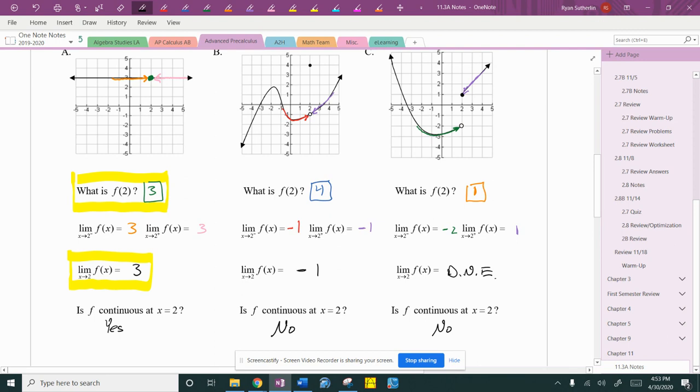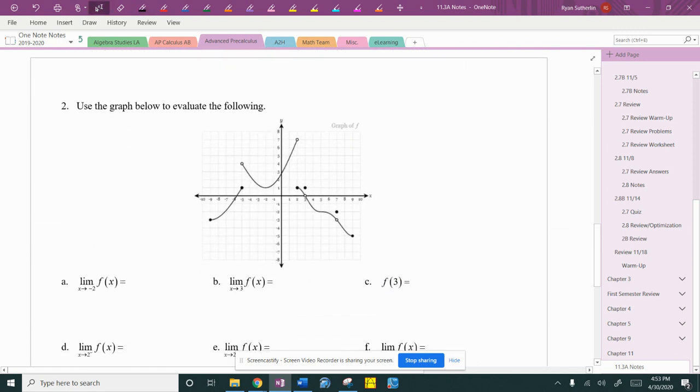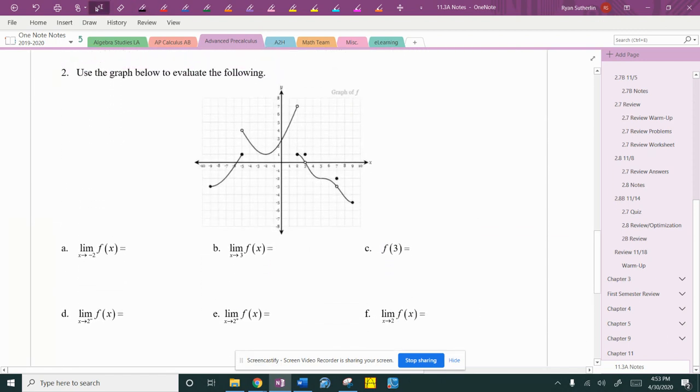So what I'd like you to do now is on the back, there are a couple graphs where I ask several questions about limits, evaluating the functions. And what I'd like you to do is try number 2, pause the video, try it, and then unpause it and see how you do. And then I'll go through this one. Okay, let's take a look at number 2.